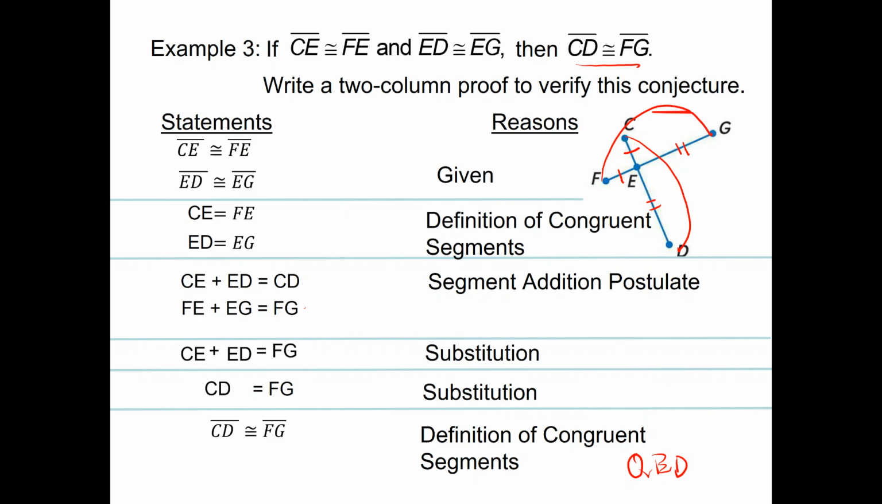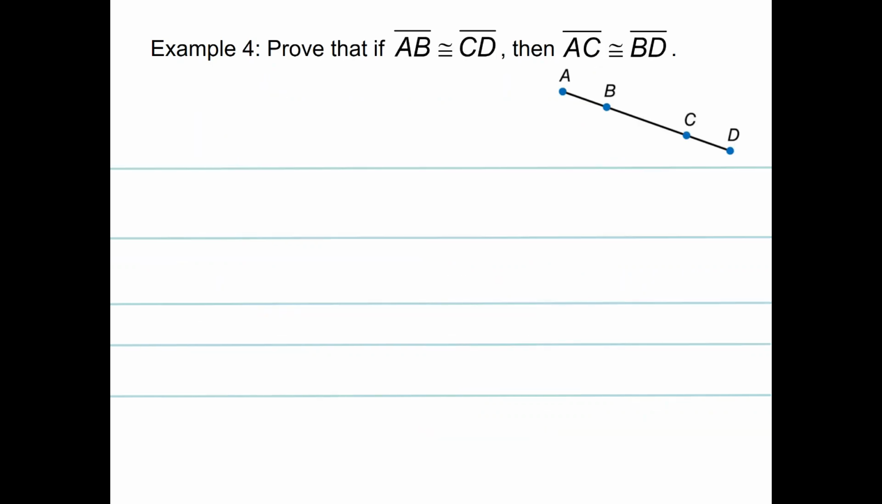All right, moving on to example 4. Please remember, if you need to, pause this at any time to get this stuff copied down. All right, example 4. Again, let's go ahead and copy in all of our original information. Here, the only thing I have is that AB is congruent to CD. So AB is congruent to CD.